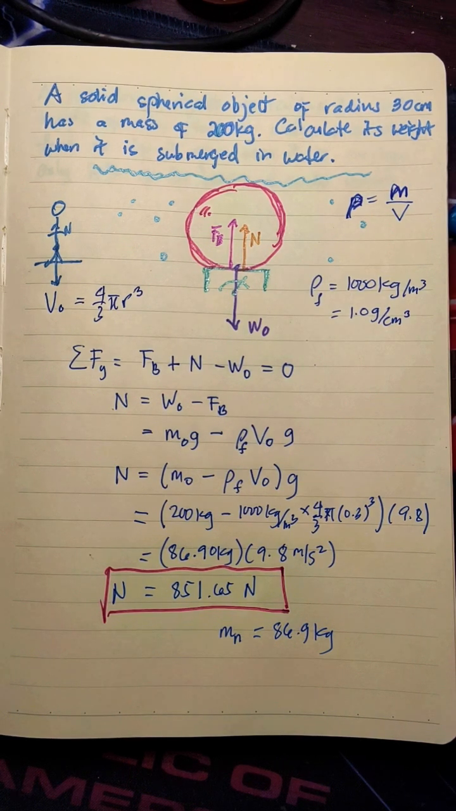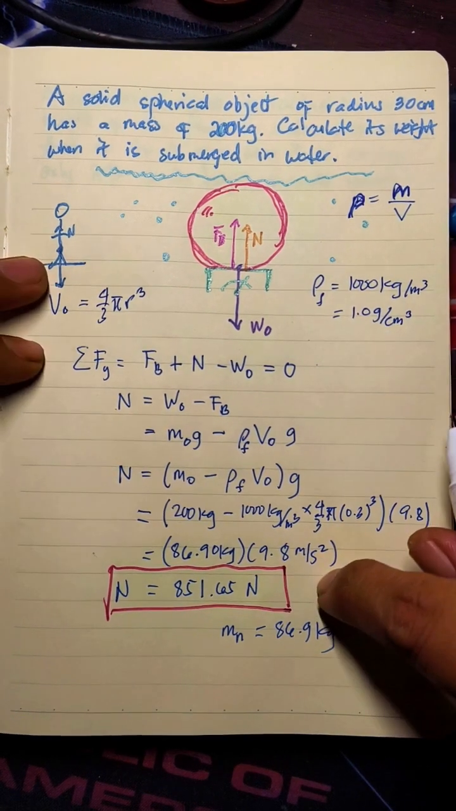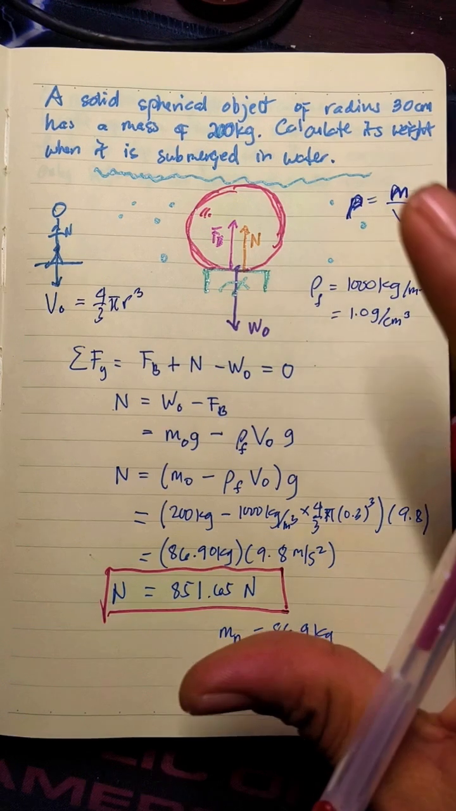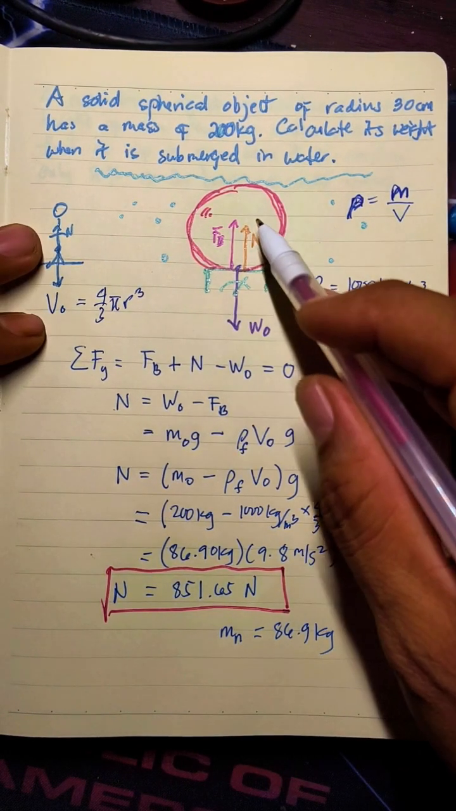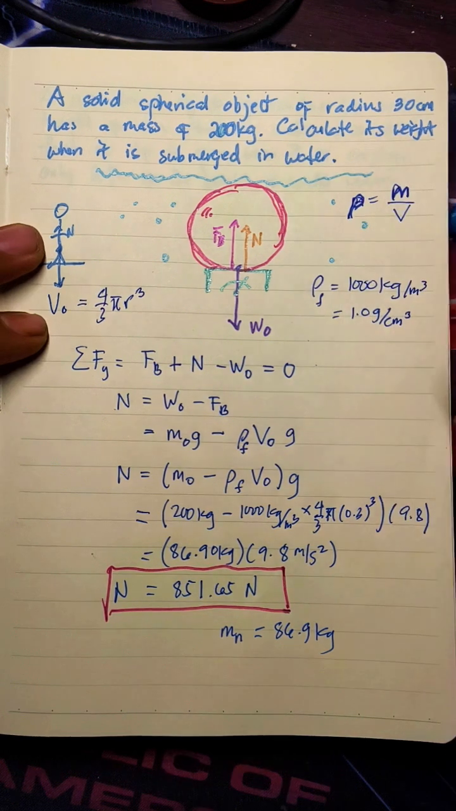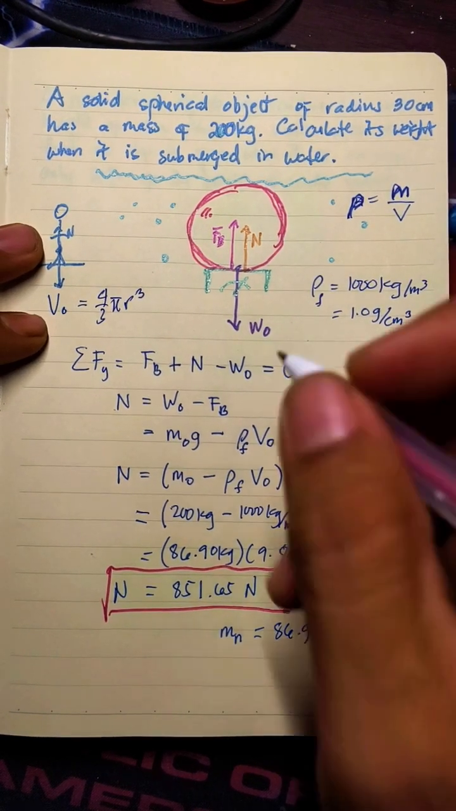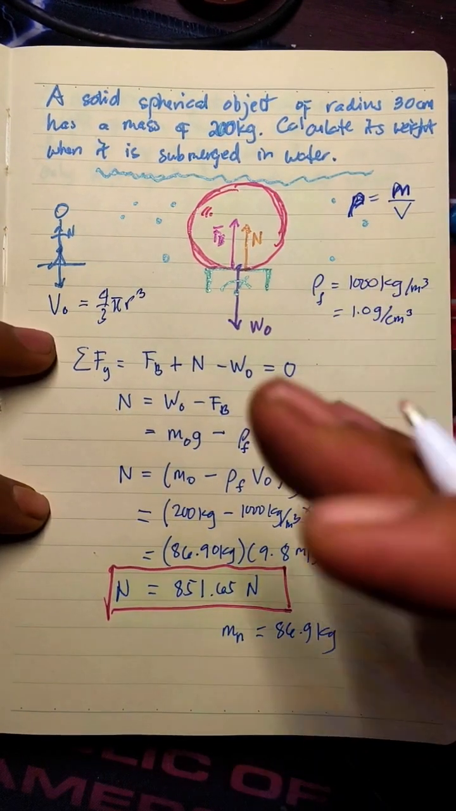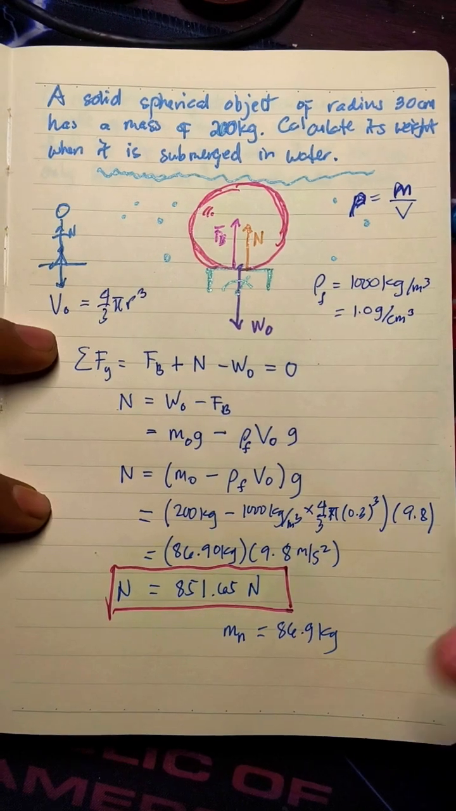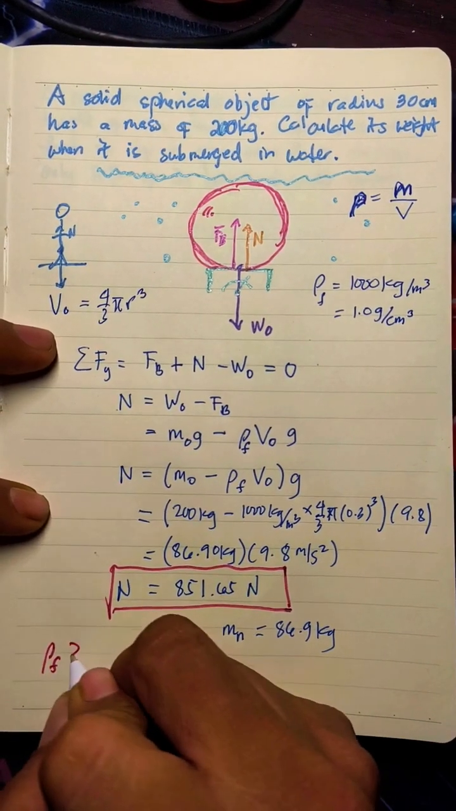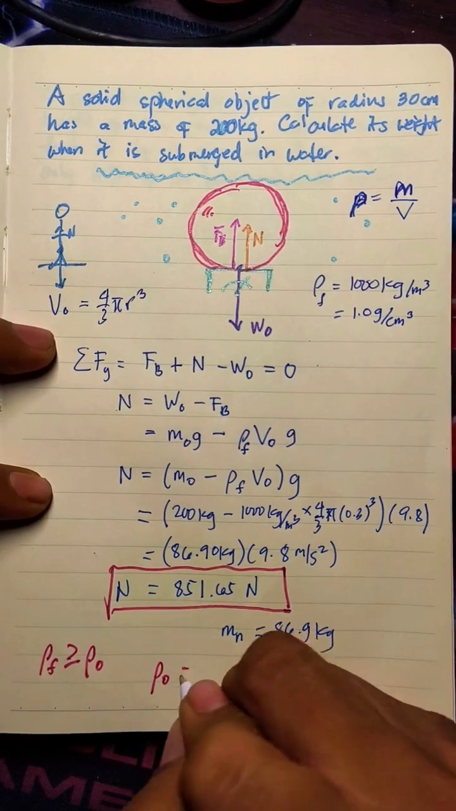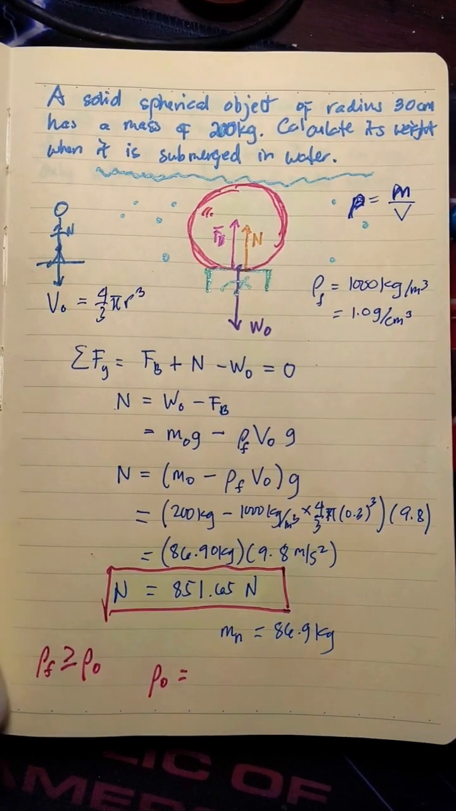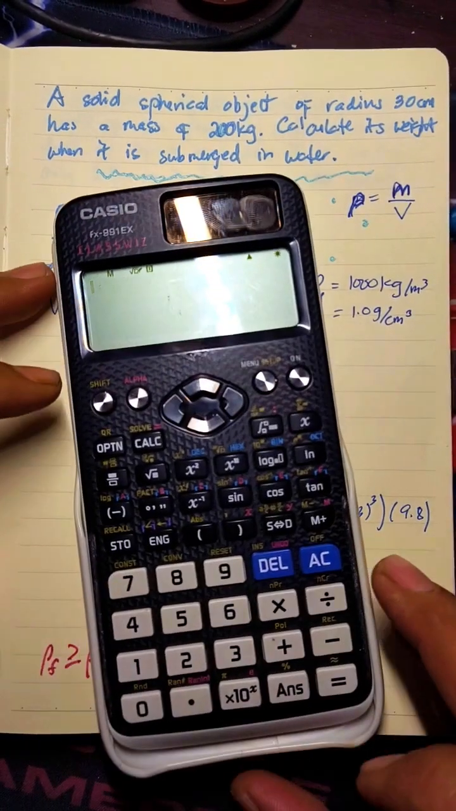Okay, so that's it. And by the way, before we end, why are we sure that this will sink, that it will submerge in water? Well, remember that the condition that something will float in water is that the density of the fluid should be greater than or equal to the density of the object. Here, what's the density of the object? That would be the mass of the object over the volume.